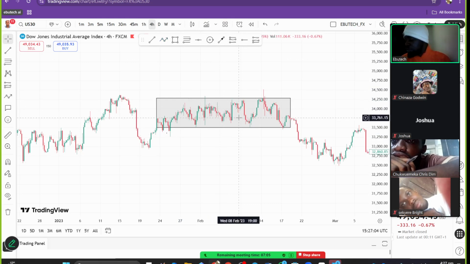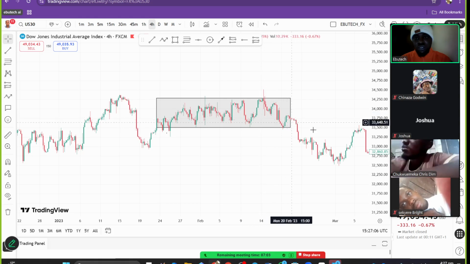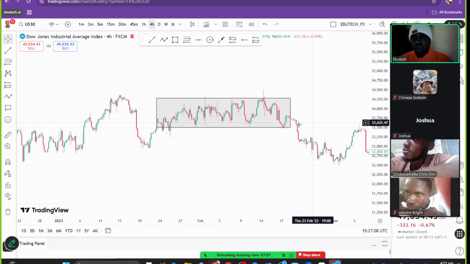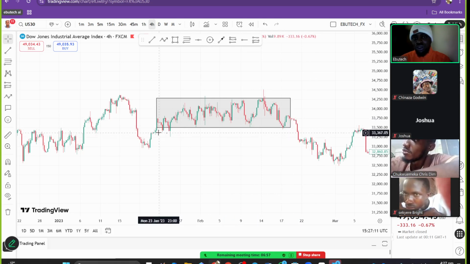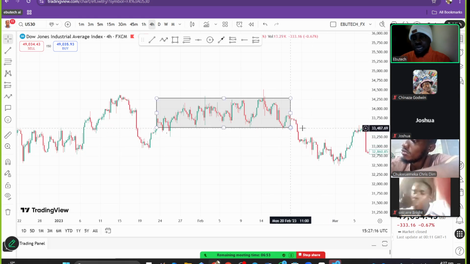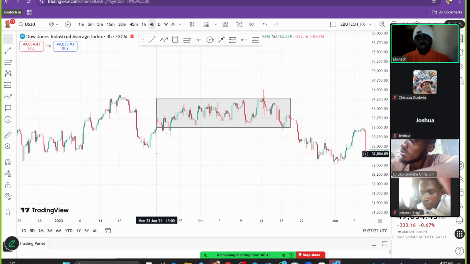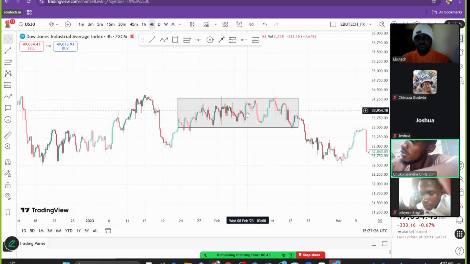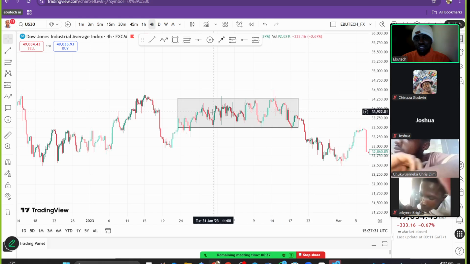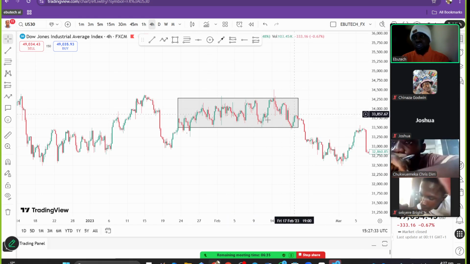So it's preferable that you wait for a break of structure. That is what is called. Wait for a break of structure, then wait for retracement from the break of structure. You now enter the market. Understood? Wait for a break of structure, you can now enter the market. Once it has not broken this level, don't do what? Enter.